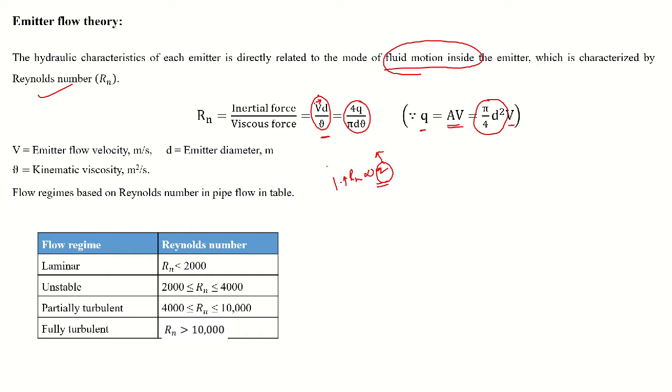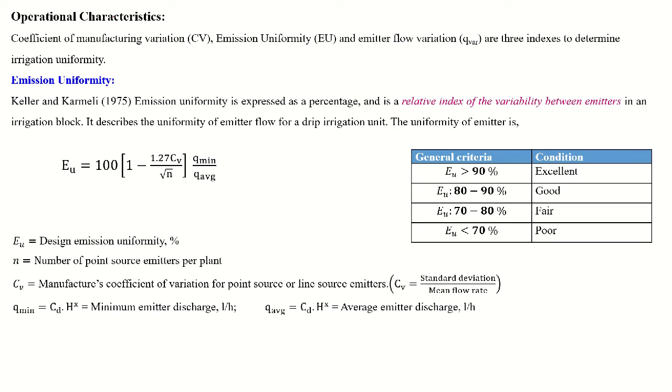So here we can say that the Reynolds number is directly proportional to discharge. Based on this Reynolds number and discharge flow rate, we can categorize the flow regime, same as open channel flow. When the Reynolds number is less than 2000, you can call it laminar flow, and for unstable flow the range is 2000 to 4000, and partially turbulent is 4,000 up to 10,000, but for fully turbulent flow the Reynolds number is more than 10,000. So these are the flow conditions. Next one, operation characteristics.